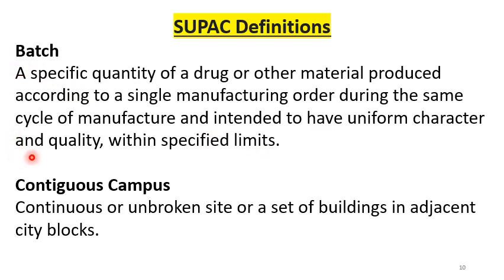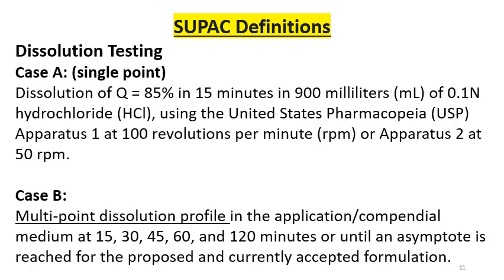So a single batch is the quantity which is processed at a time with a single unit operation. Then contiguous campus: contiguous or unbroken site, or a set of buildings in adjacent city blocks. These definitions are very important when we study each level of change, that is, changes to the batch size, changes to the manufacturing site and all.